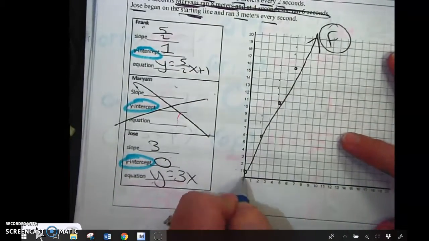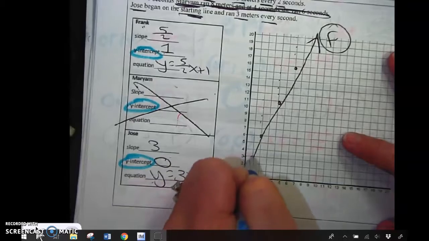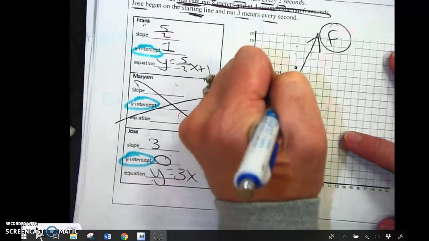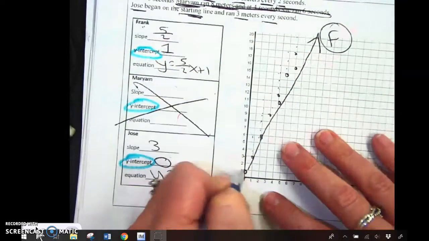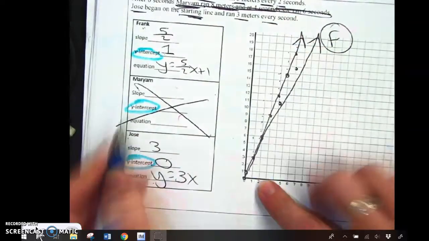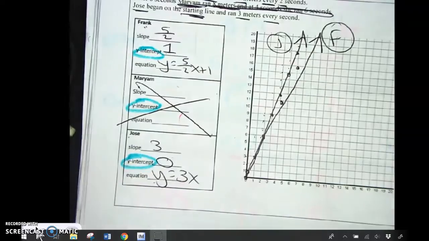And now I start at 0. And I go up 3, right 1, up 3, right 1, up 3, right 1, up 3, right 1. And that is Jose. Let's turn the page.